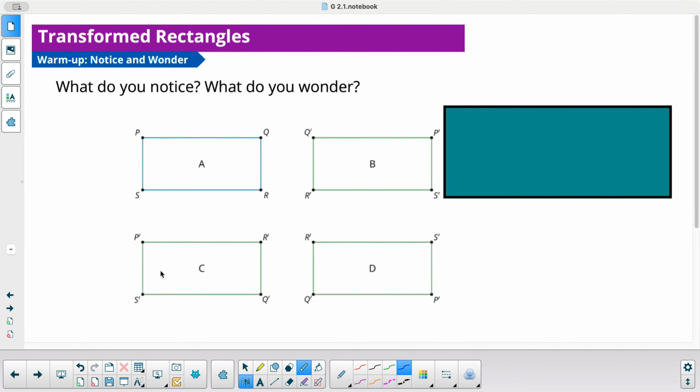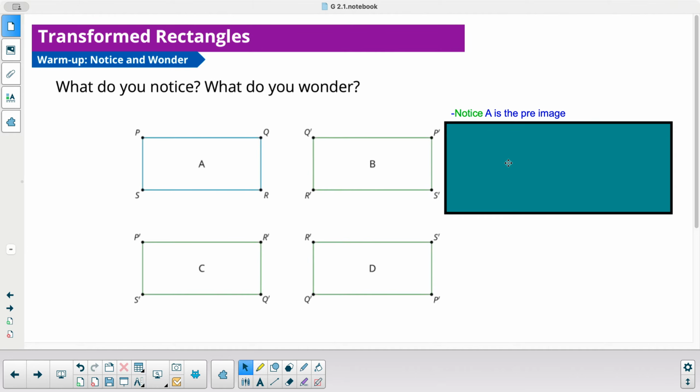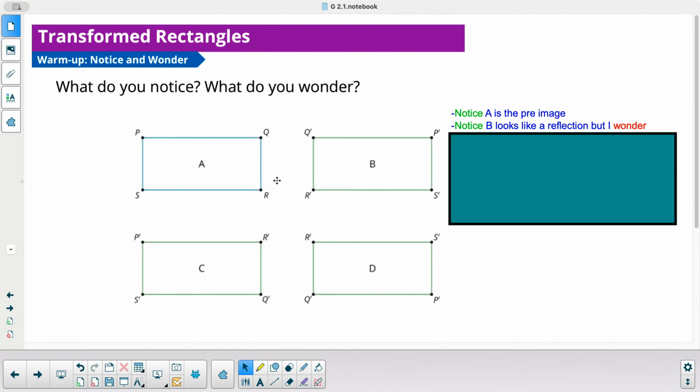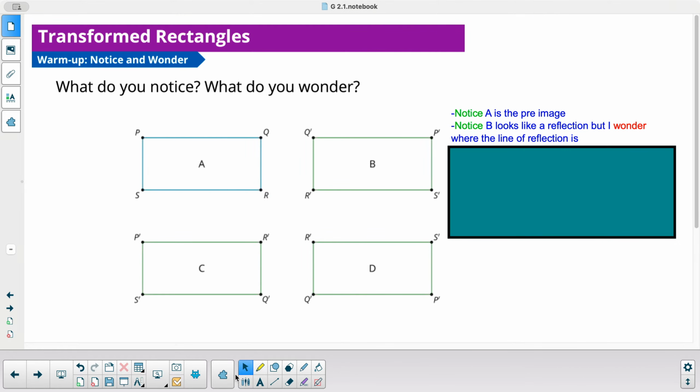All right, so what do you notice? What do you wonder? Go ahead, pause the video, try to write down some things. So I noticed that A is the pre-image. How do I know A is the pre-image? Because there are no prime notation marks there. It's just PQRS versus these are prime, so it's probably some sort of transformation to get to there, okay? I notice B looks like a reflection, but I wonder where the line of reflection is.